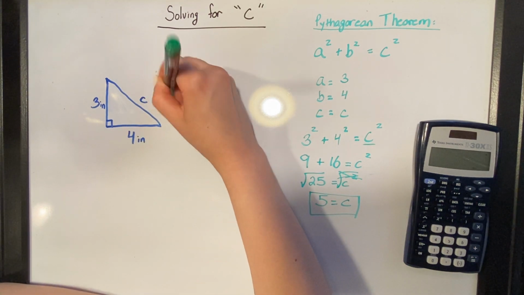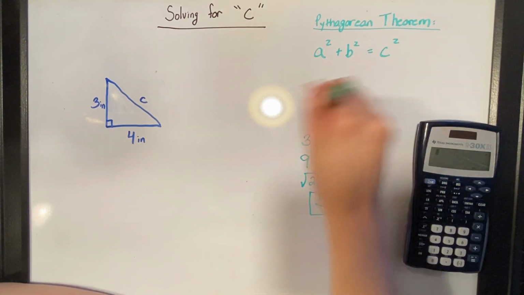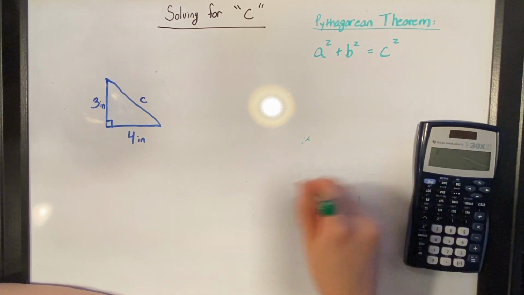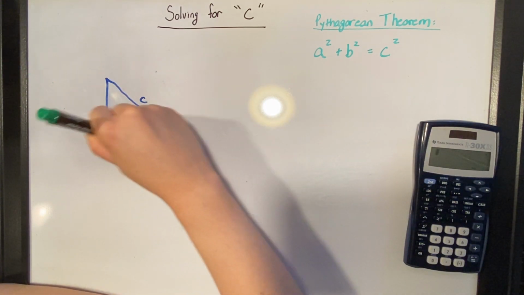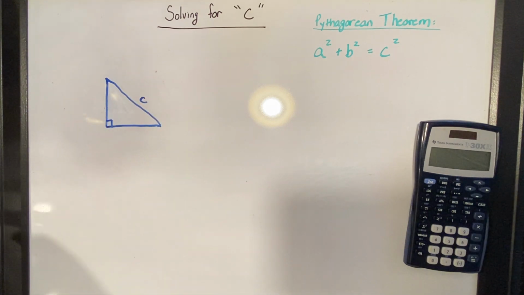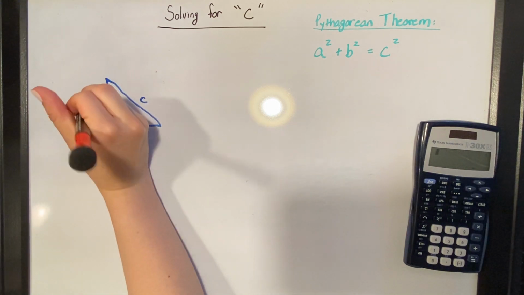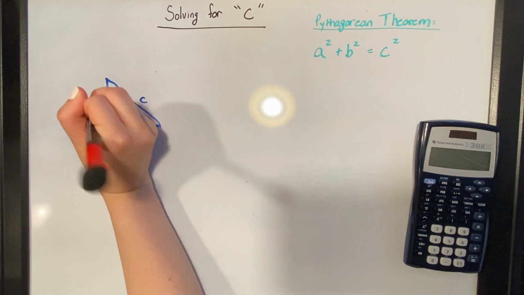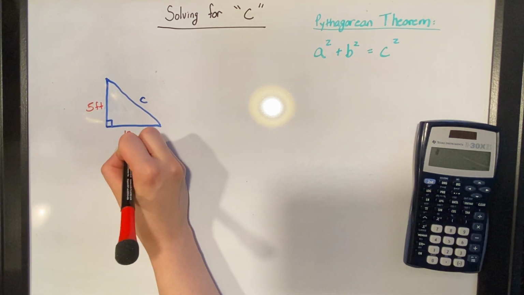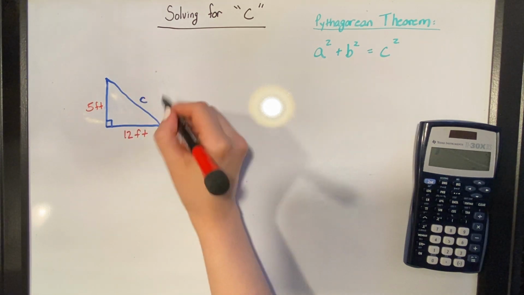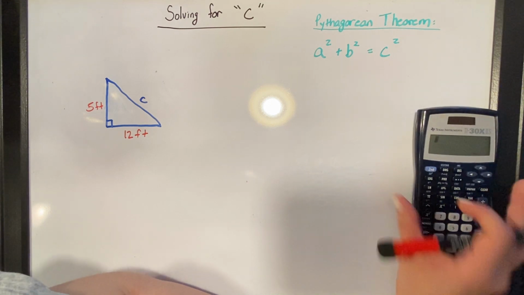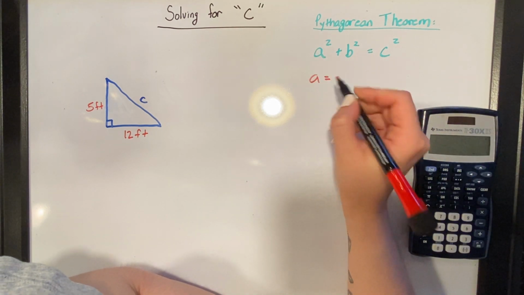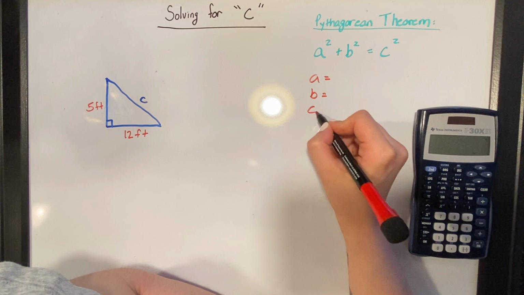So this one, we're all done. I'll use a different color. All right. For this problem, this will be 5 feet here. This will be 12 feet. And we need to find out, well, how many feet is C, right? So let's plug in A, B, C. So A we have to find, B we have to find, and C we have to find.